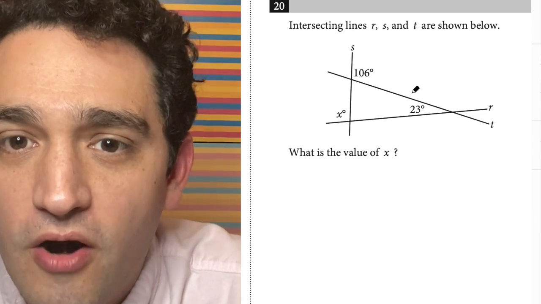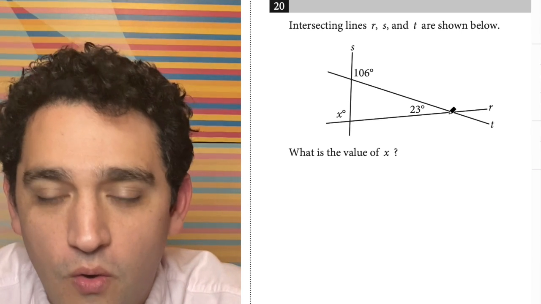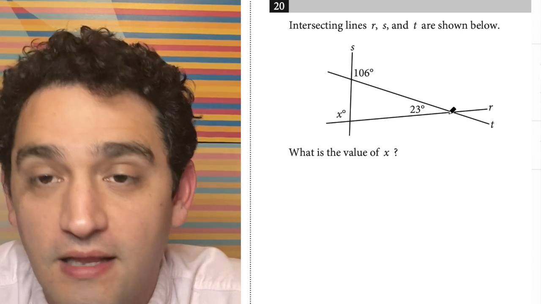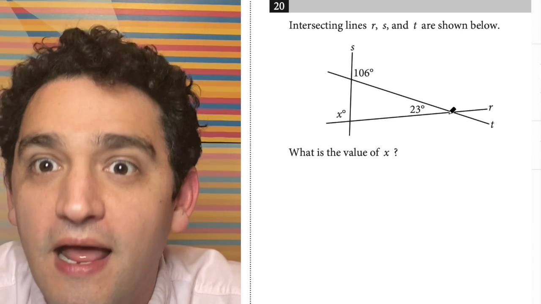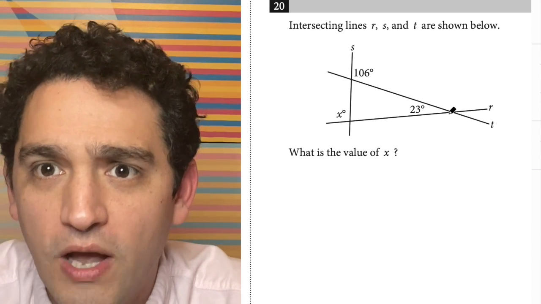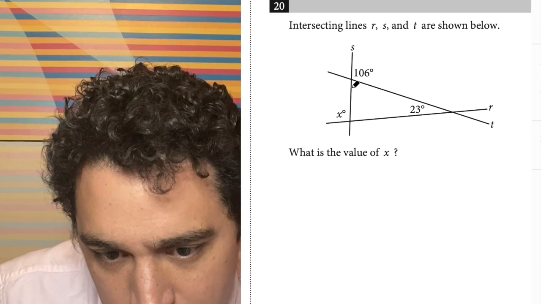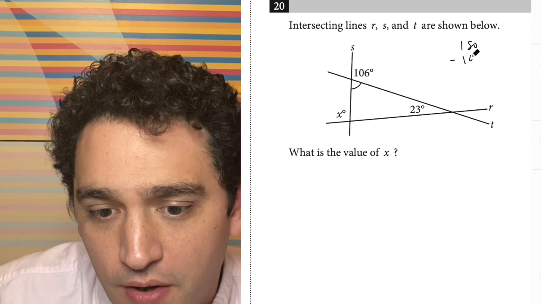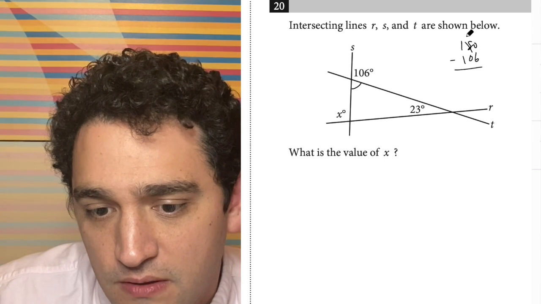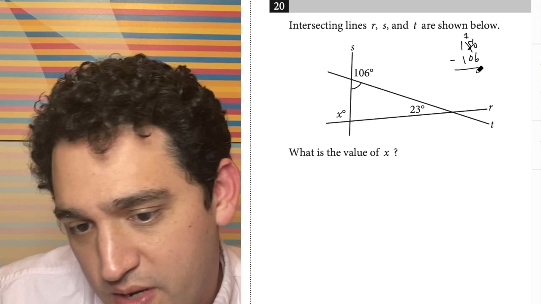Intersecting lines R, S, and T are shown below. What is the value of x? Let's not forget that we find supplementary angles in a straight line and in a triangle. What can we fill out? Well, we know this angle is supplementary with 106. What is 180 minus 106? Let's cross that out. We get 74.